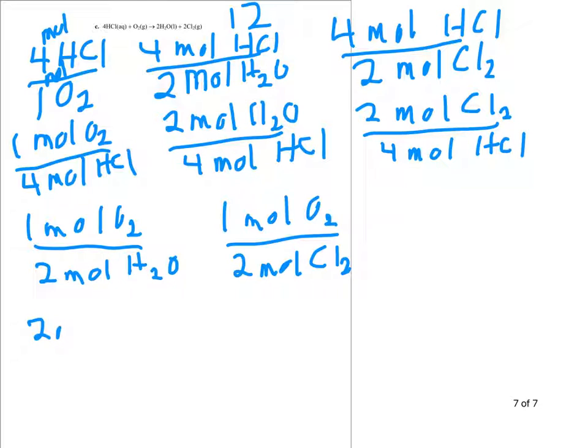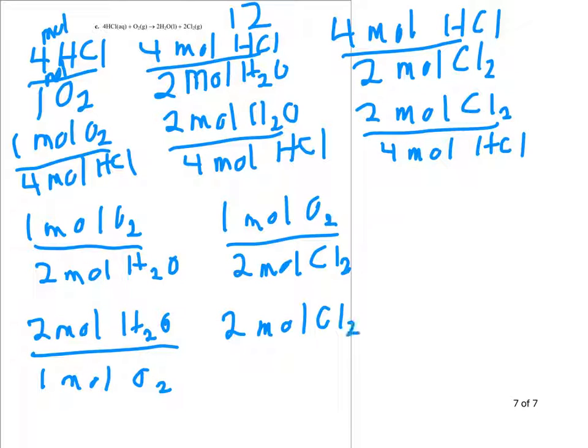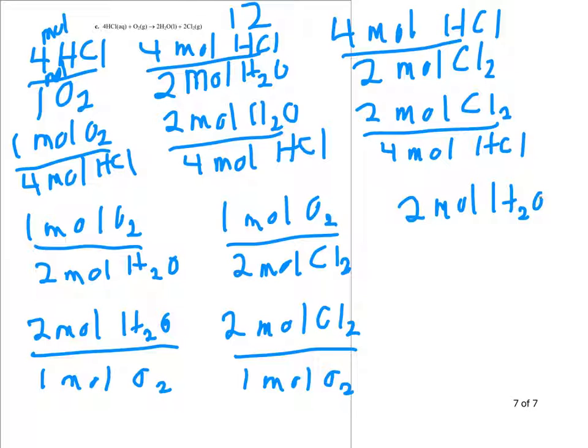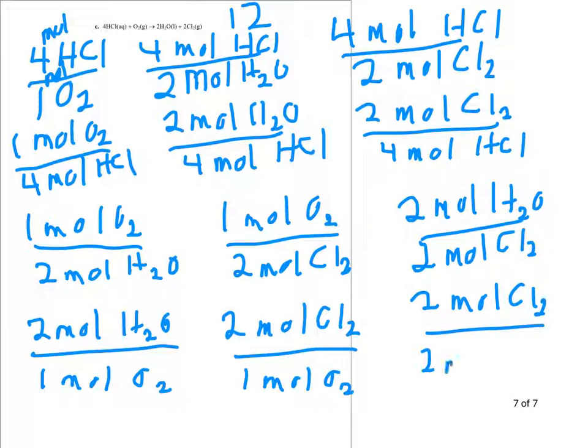Flip, 2 moles H2O over 1 mole O2, 2 moles Cl2 over 1 mole O2. And now we move to the H2O, 2 moles H2O over 2 moles of Cl2. Flip that over, 2 moles of Cl2 over 2 moles of H2O for our 12th mole ratio.